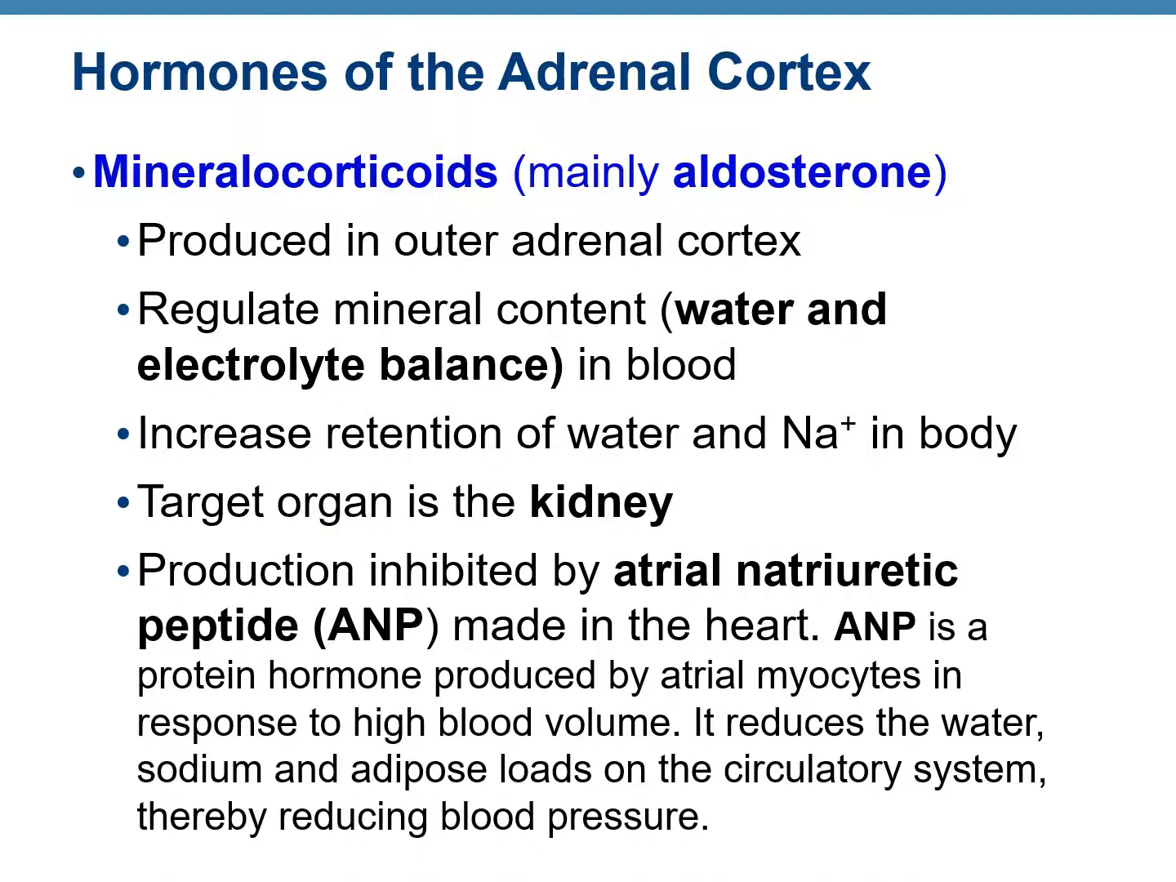The mineralocorticoids are secreted by the zona glomerulosa of the adrenal cortex. One of the important examples of a mineralocorticoid is aldosterone. This hormone mainly controls the water and electrolyte balance in blood. It causes increased retention of water and sodium in the body, and thereby it prevents dehydration. The target organ is kidney. The secretion of aldosterone is inhibited or stopped by the ANP hormone, which is made in the heart.